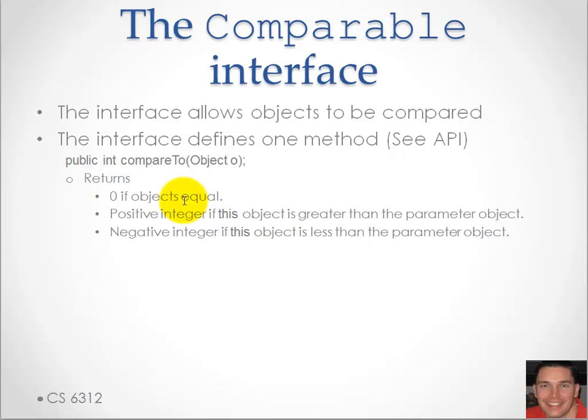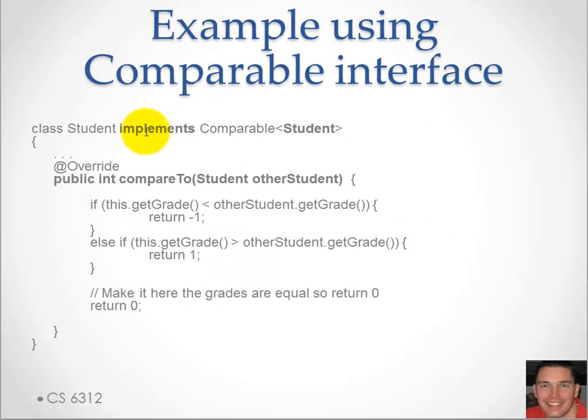It returns a positive integer if this object is greater than the parameter object, in other words, this object. And then it's going to return a negative integer if this object is considered to be less than the parameter object. So we'll look at an example here to help clarify this. So let's say I want to compare two student objects based on the student's grade. So I've got my class here.